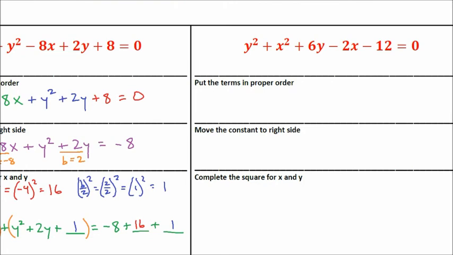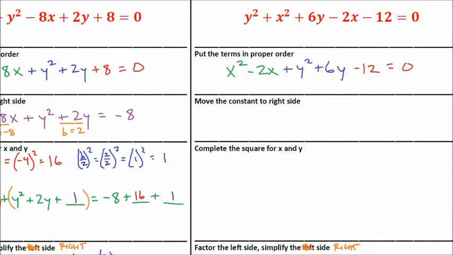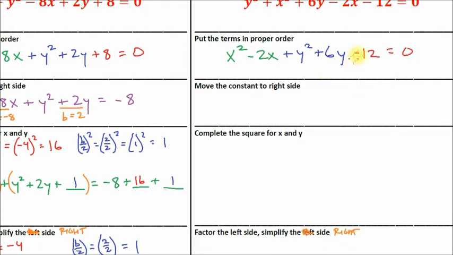Let's put the terms in proper order. I'll do that step with you. So we're going to put the x terms first. x squared, we've got a minus 2x. Then our y terms are y squared, and we've got a positive 6y, and then we've got our constant of negative 12 equals 0. Next step, you should move the negative 12 to the other side. That's going to be positive 12. So this step should be x squared minus 2x plus y squared plus 6y equals 12.